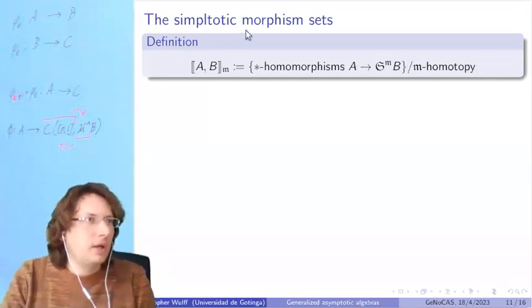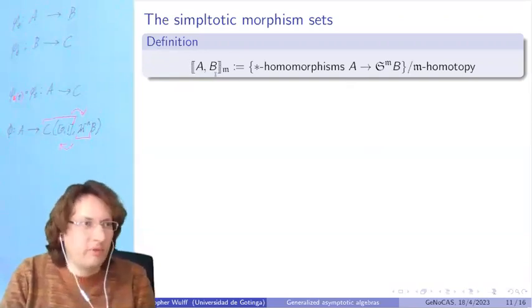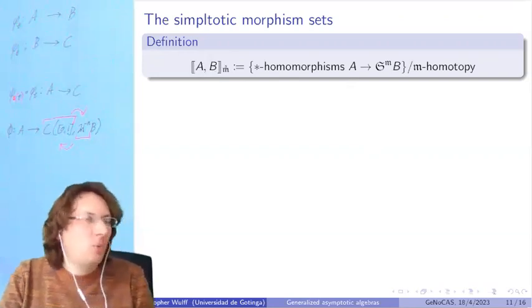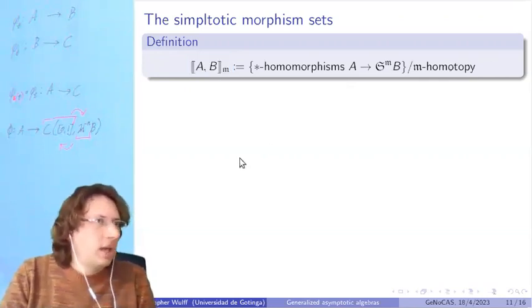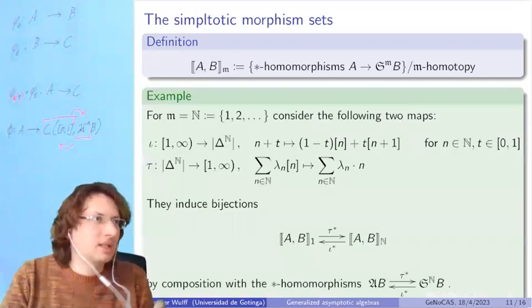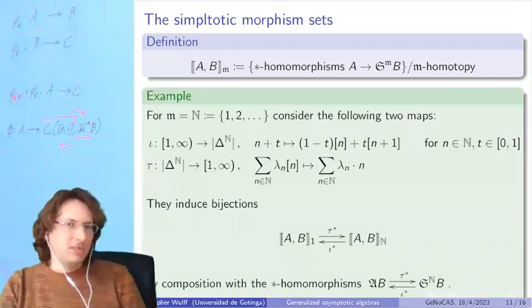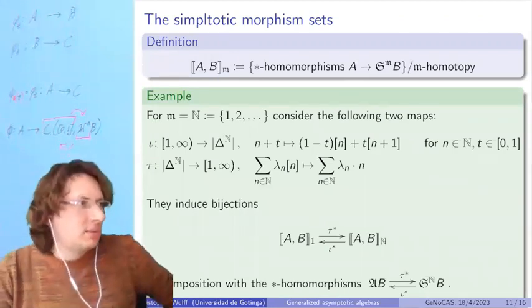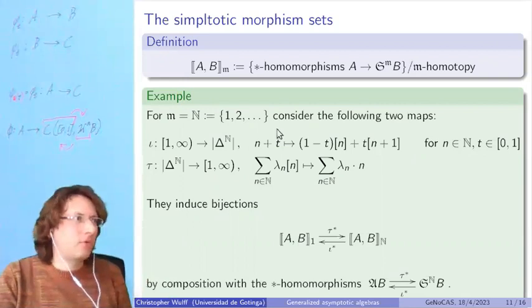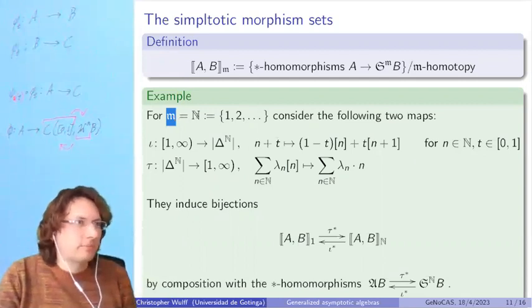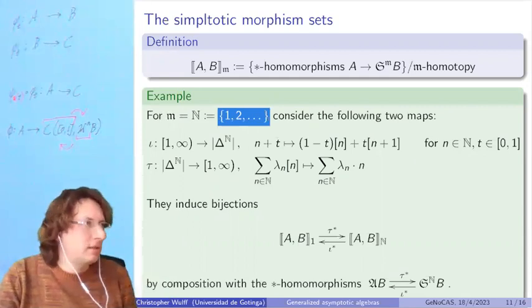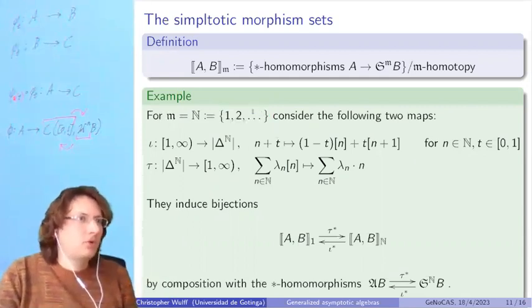And now we want to make a category out of these elements. But before I go on, I should probably tell you what these M-homotopy classes have to do with the homotopy classes of asymptotic morphisms, which we have seen before. This is the most important example of this theory: how the symptotic and the asymptotic classes are related. Namely, if the directed set M is simply the natural numbers, and for convenience I let the natural numbers start at 1 in this talk, then we can write down two continuous maps.